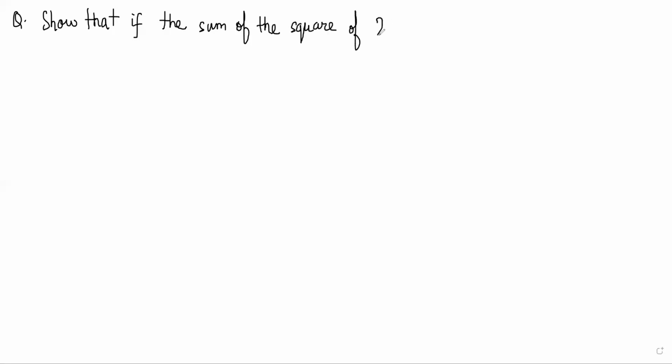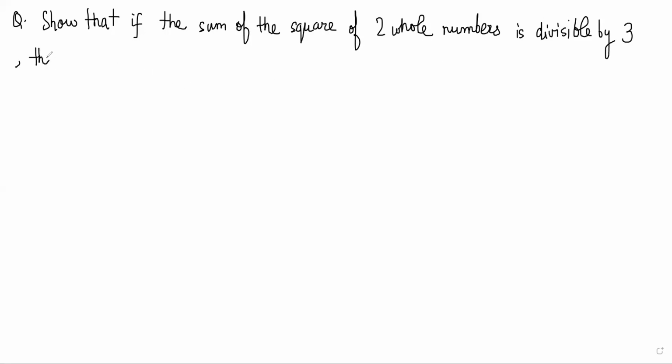Show that if the sum of the squares of two whole numbers is divisible by 3, then each of them is divisible by 3.